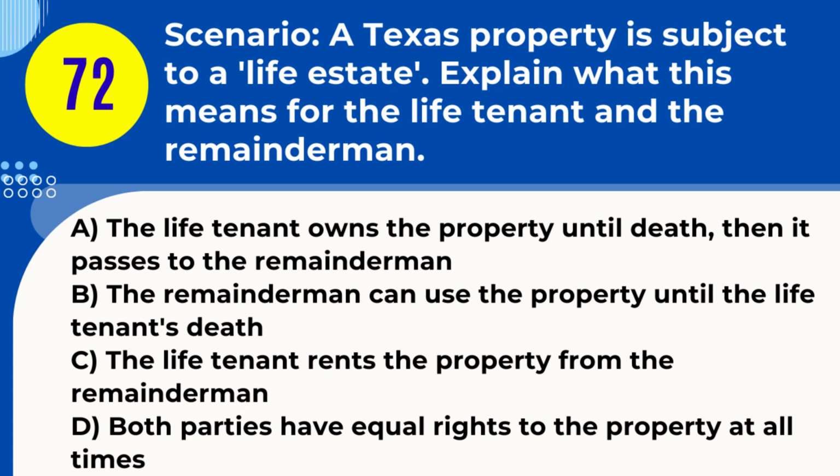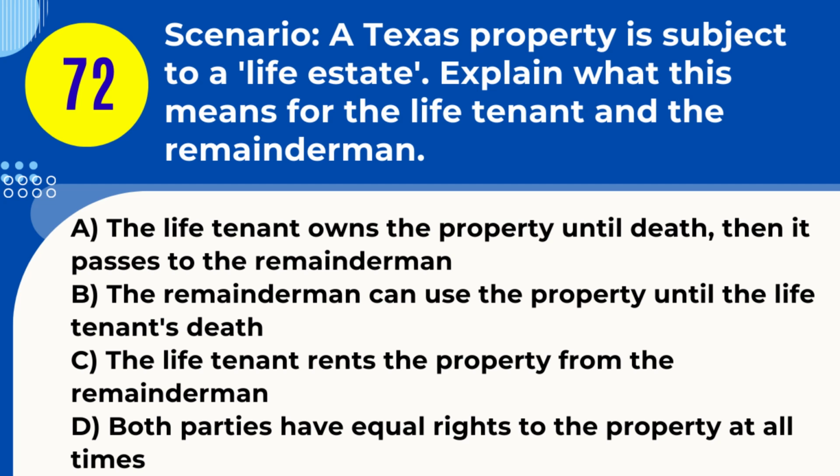Question 72. Scenario. A Texas property is subject to a life estate. Explain what this means for the life tenant and the remainderman. A. The life tenant owns the property until death, then it passes to the remainderman. B. The remainderman can use the property until the life tenant's death. C. The life tenant rents the property from the remainderman. D. Both parties have equal rights to the property at all times.